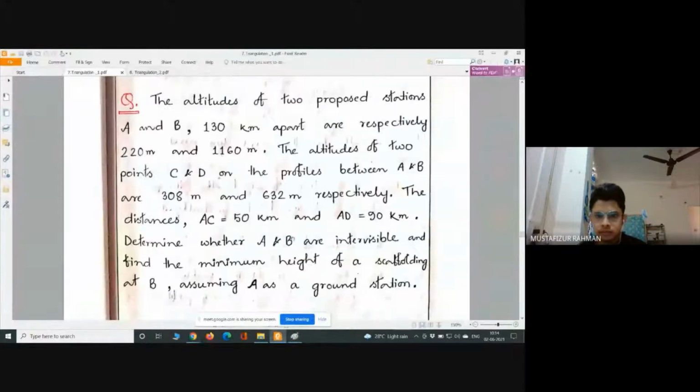So all the data are given. The elevation of point A, point B are given. Then point C, point D are given. Everything that is required is given. Let's just see the concept.